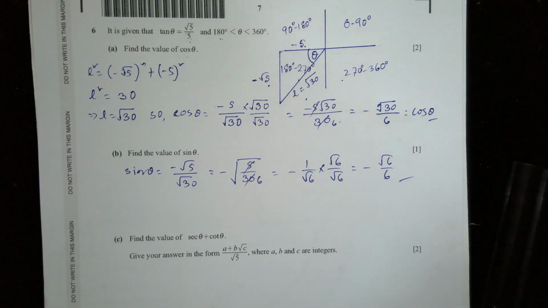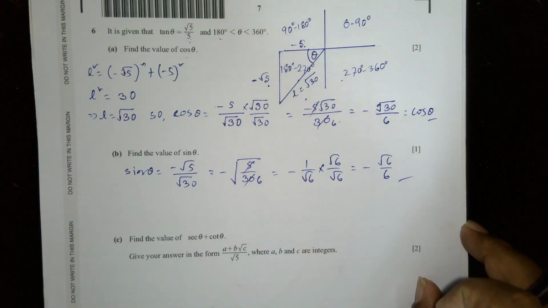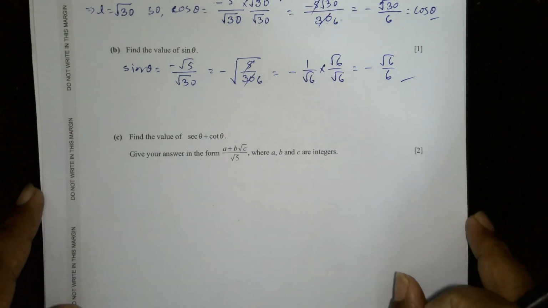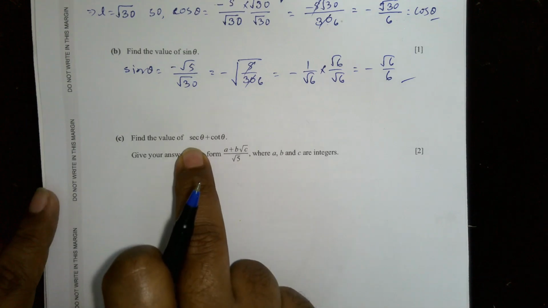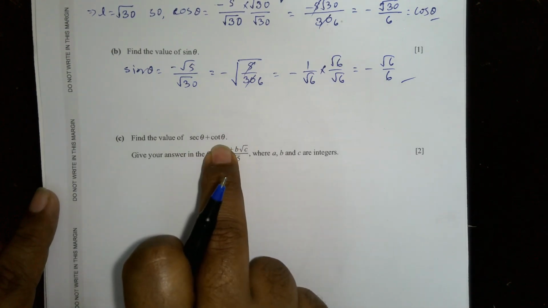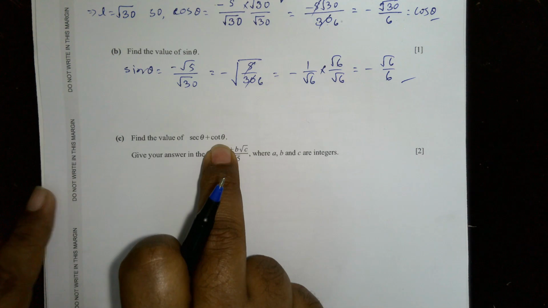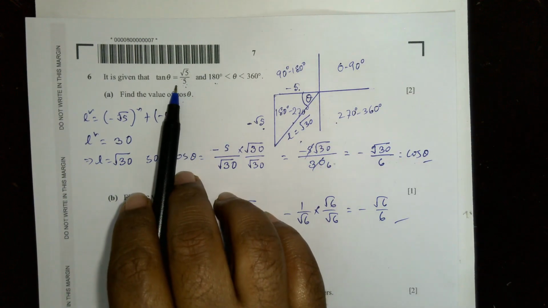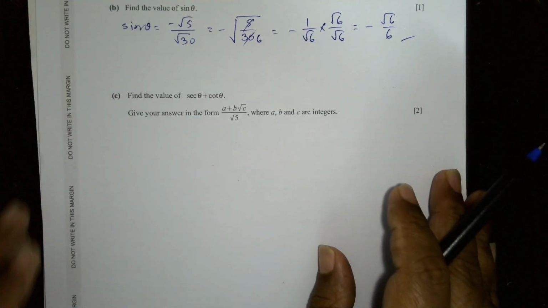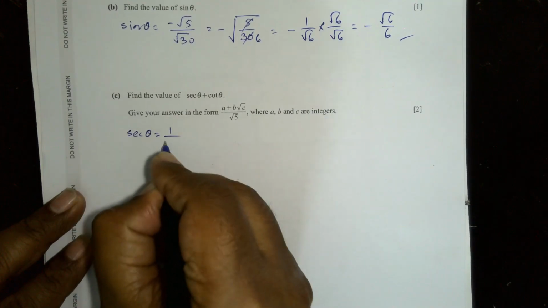Do you have any confusion or any question regarding this? Okay. Now they have asked us to find the value of sec theta and cot theta. The reciprocal of sec theta is cos theta, and the reciprocal of cot theta is tan theta. That means sec theta is 1 over cos theta and cot theta is 1 over tan theta. We have everything. We have cos theta, and we have tan theta given in the original question. So now let's find sec theta. Sec theta equals 1 over cos theta.